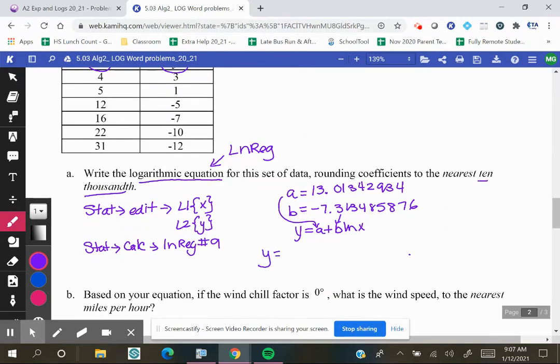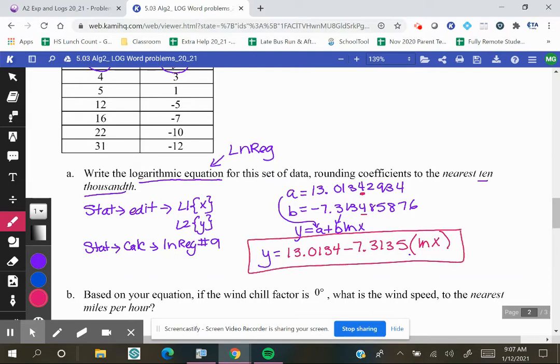And now I'm also going to take this time to round to the nearest 10,000th. So 10th, 100th, 1000th, 10,000. So I should have 4 decimal places. So 13.0134 for my A, minus 1, 2, 3, 4. So that one's going to round up. So minus, even though it's plus, I had a negative 7.3135 times your ln of x. So that is your logarithmic equation.